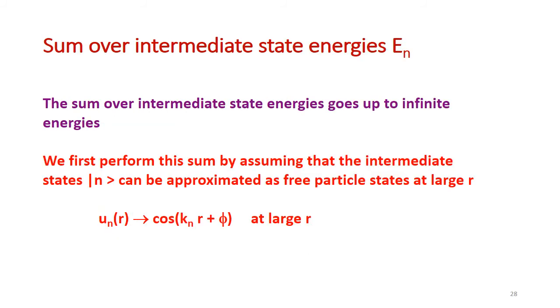We need to sum over intermediate state energies. This goes up to infinite energies. We first perform this sum by assuming that intermediate states can be approximated as free particle states at large r. This is a good approximation in free space, but this may not be valid quite in the medium. That will be very important for us. So let us just do this by making this assumption. This phi is some sort of phase shift which is necessarily there, and we have this wave number times r at large r.